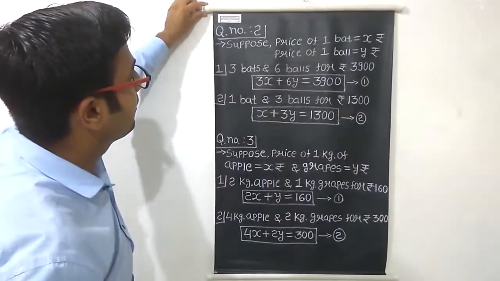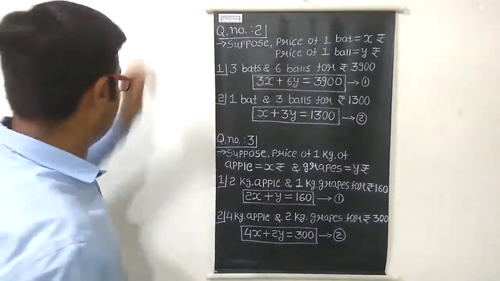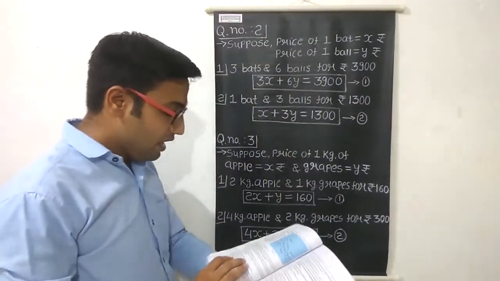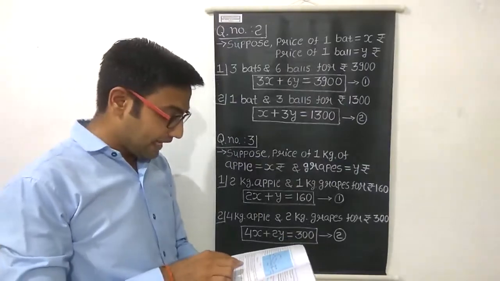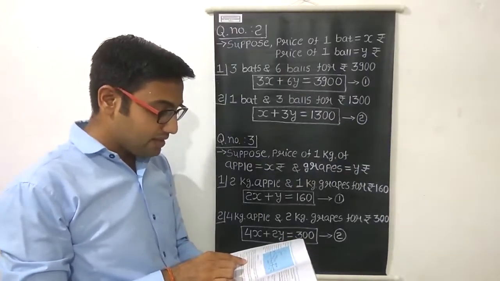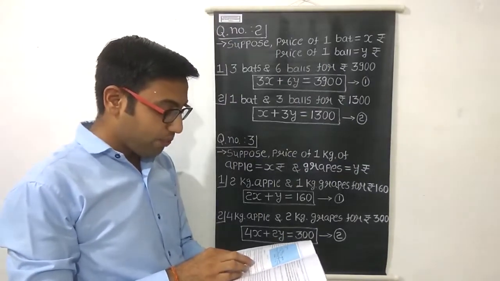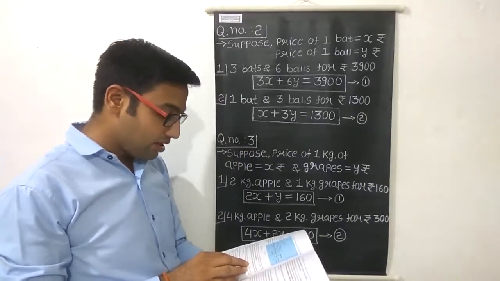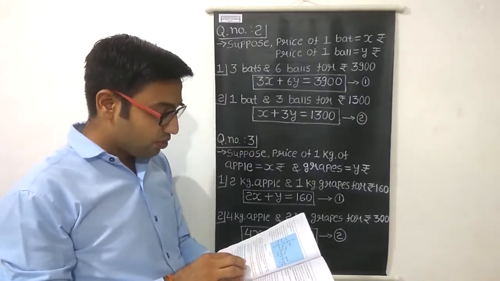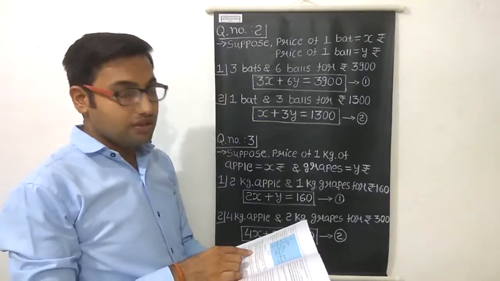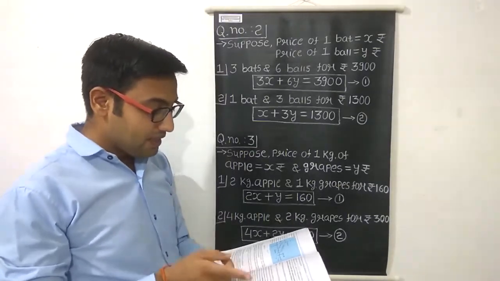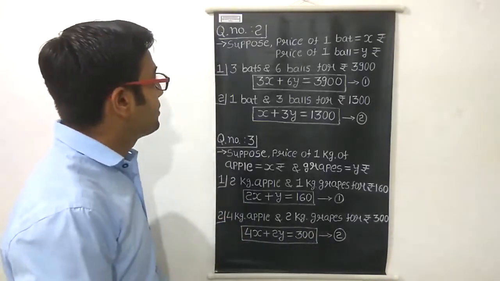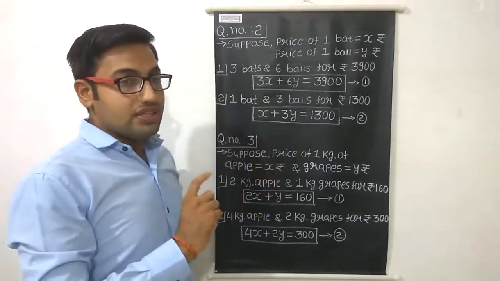So, in the second question, what is the second question? The second question is, the coach of a cricket team buys 3 bats and 6 balls for rupees 3,900. Later, she buys another bat and 3 more balls of the same kind for rupees 1,300. Represent these situations algebraically and graphically. So, there are 2 things we have been given.